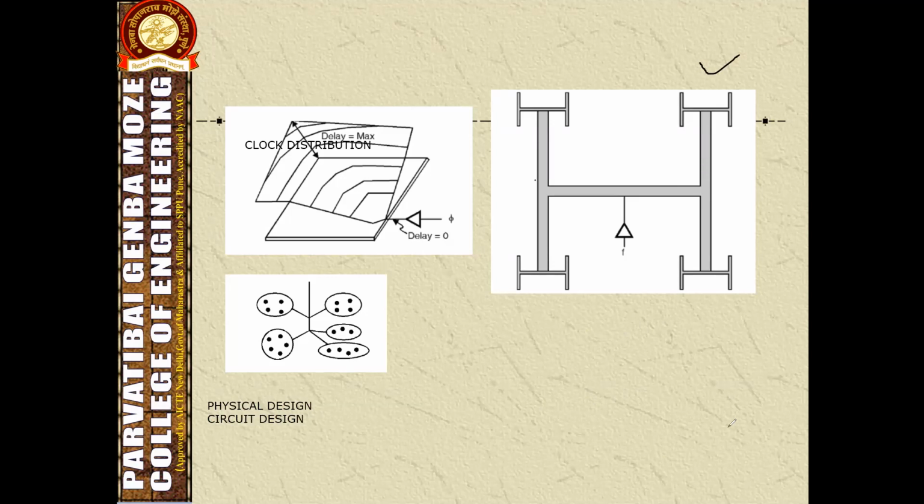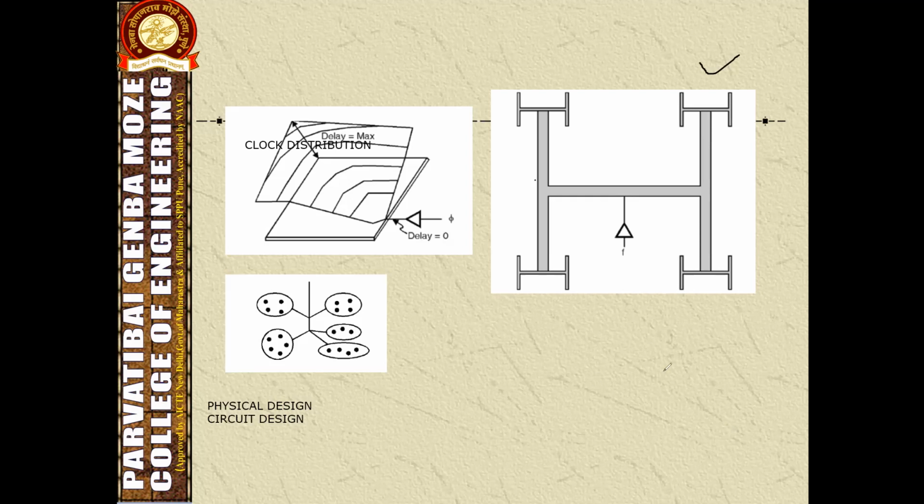The H tree network is considered a top down technique in which the floor plan of the H tree defines the floor plan of the logic. However, in the H tree, when the memory elements are grouped together, the clock skew increases with physical distance.